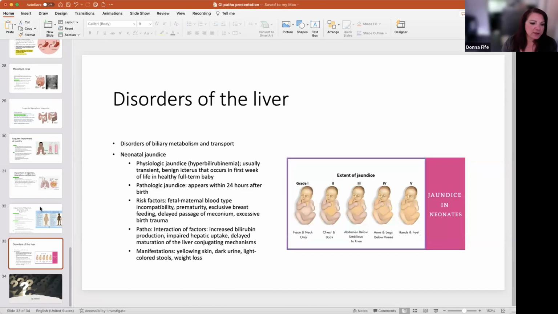All right, last one we're going to talk about here is disorders of the liver in pediatrics. These are disorders of biliary metabolism and transport. Neonatal jaundice is the physiologic jaundice or hyperbilirubinemia. This is usually transient.